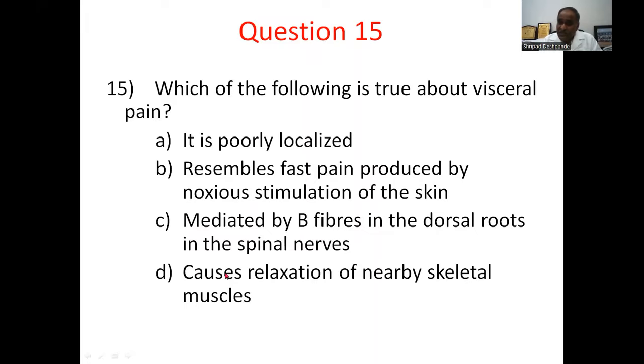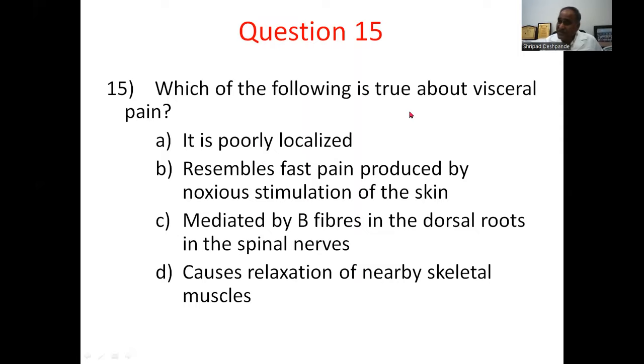Now, what happens when there is visceral pain? There is a guarding of the muscle. The muscle contraction takes place. Option D, causes a relaxation of nearby skeletal muscles. No, it's not a correct response. It will produce the contraction of the corresponding skeletal muscles to have the guarding. Suppose there is an abdominal viscera involved and a visceral pain is there, abdominal guarding is there, contraction of the abdominal wall muscle takes place. So options B, C, D are not correct.